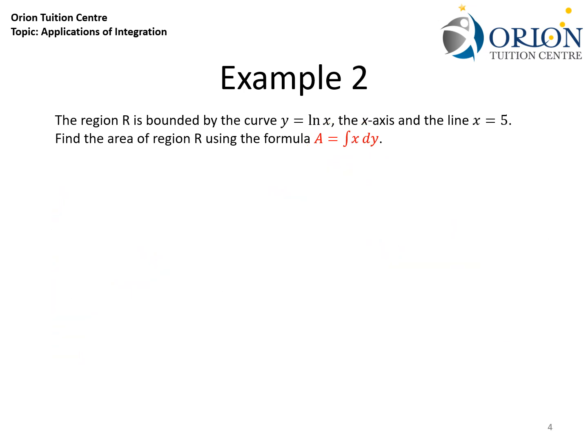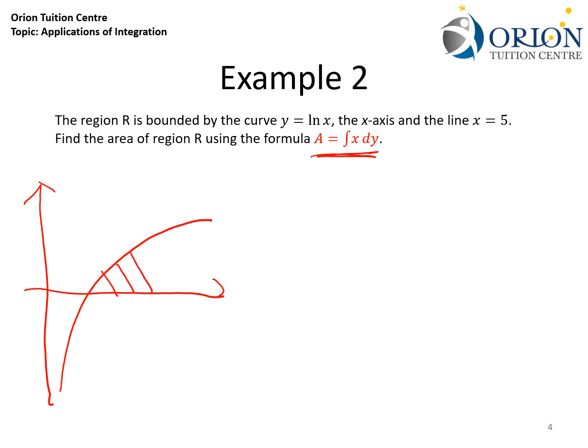Example 2, we have the exact same region of interest, but we are asked to solve for this area using the other formula, A equals integration of x dy instead. Note that if we were to use this formula directly, we will not be able to get the required area. This is because if we look at our graph, the area of interest is highlighted in red from 1 to 5. If we were to use this formula, what we will end up with is the region that I have shaded in blue. So this is not the area of interest.